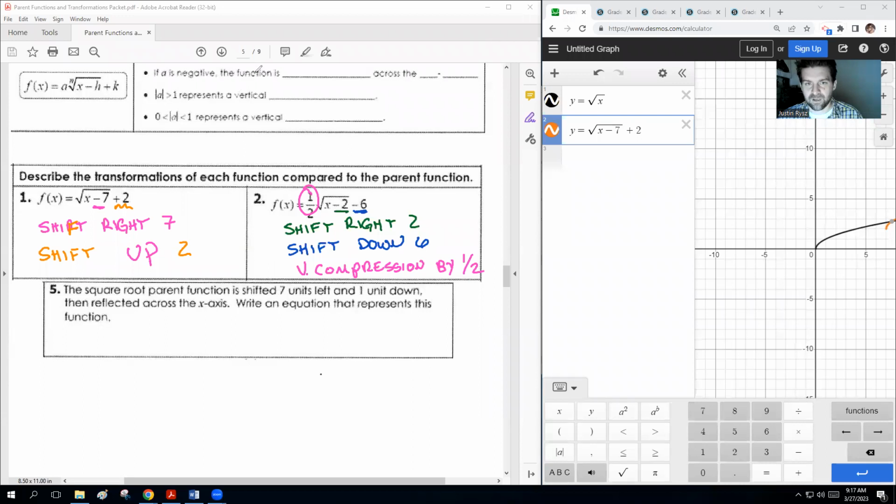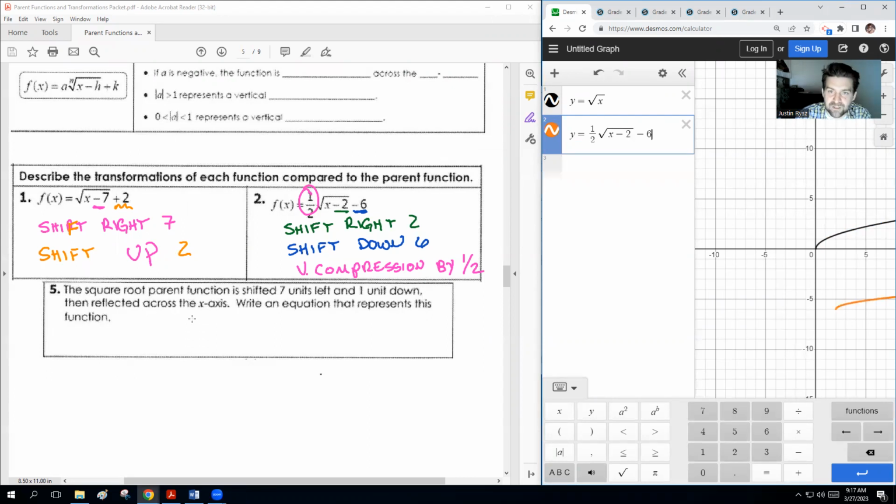Now the other one here. Start back with our original, and we'll put a 1/2 here. So that's definitely a compression. It got shorter. We got a -2 on the inside, which moved it to the right. And then a -6 on the outside moved it down.